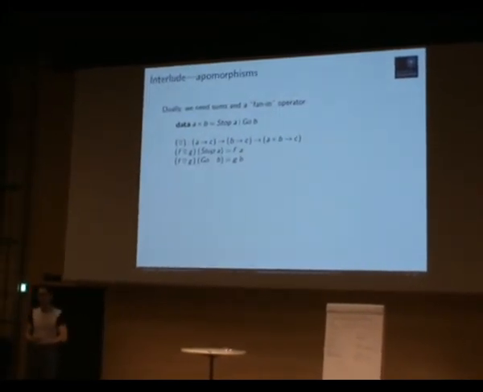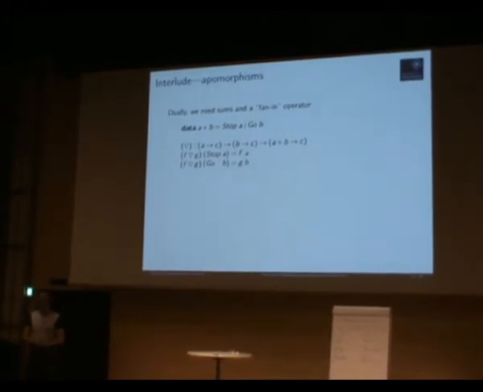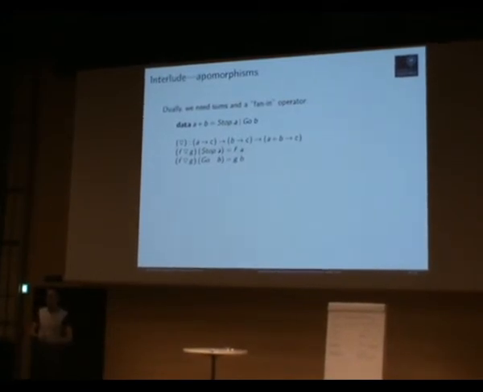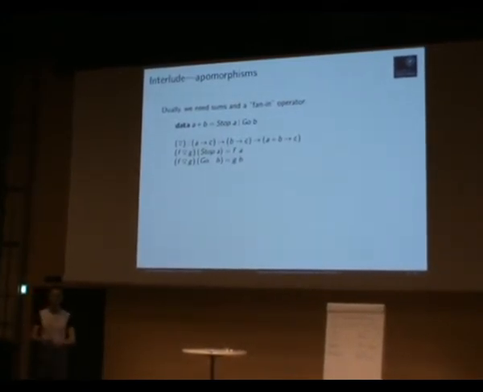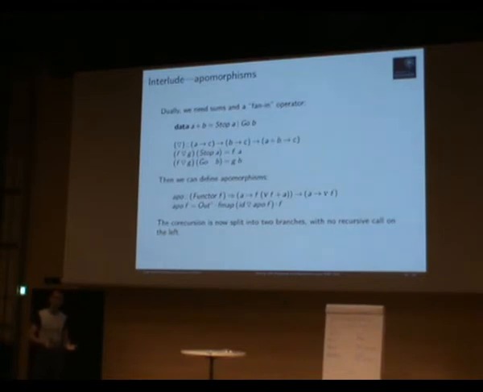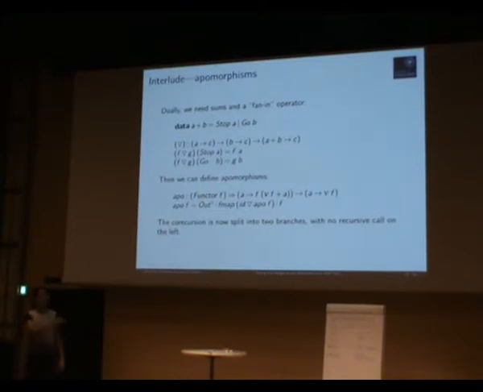Dually, we need sums and a fan-in operator that takes two separate functions that go into type C and merges them into a single function that goes from a choice between the two types into C. And then we can define the apomorphism. The apomorphism is a variant on the unfold whose important difference is that in the coalgebra, it can decide to either produce an A or just say stop and use this as the final result. So that's why we label the constructors of our sum either stop A, which means stop with this thing, or go on with B, or with this thing in this case.